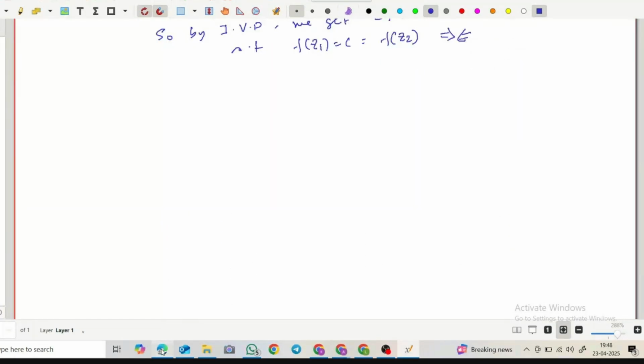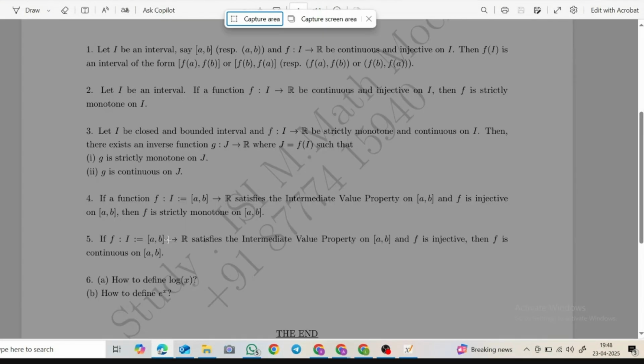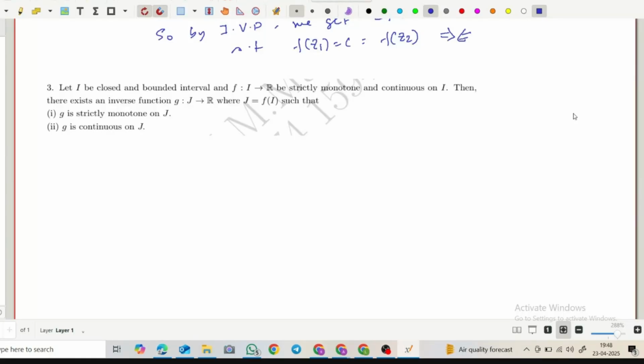Let's move on to 3. We will prove it, but for the time being, we will not take I to be closed bounded. Let's not take I closed bounded, and let's see if we get stuck somewhere down the line. Let's not take closed bounded for the time being.